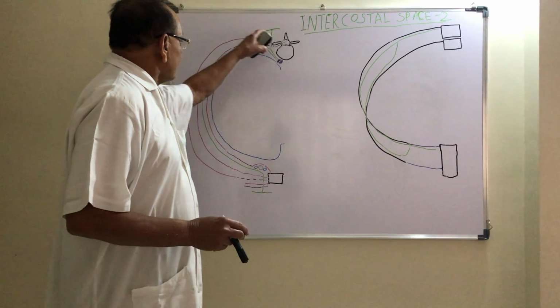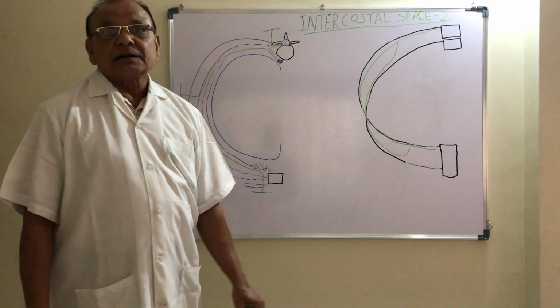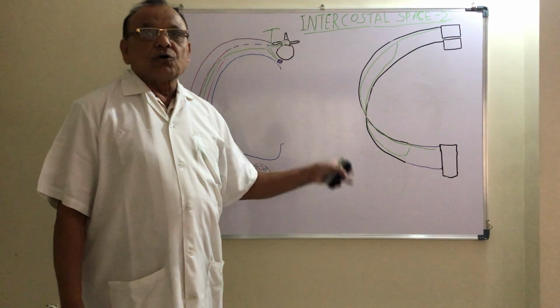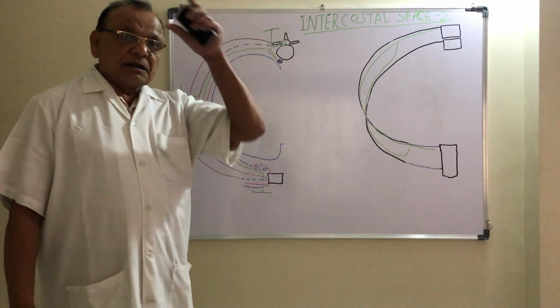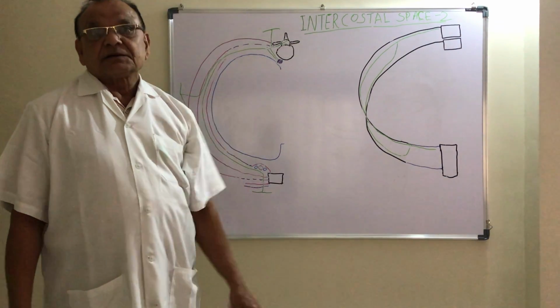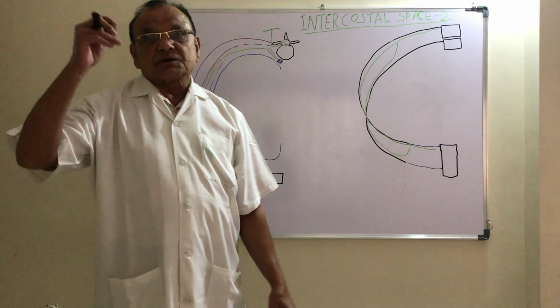So I told you the whole description. It is completely applicable only to the 4th, 5th and 6th intercostal spaces because they are the typical intercostal spaces. Now, applied anatomy of the intercostal nerve.